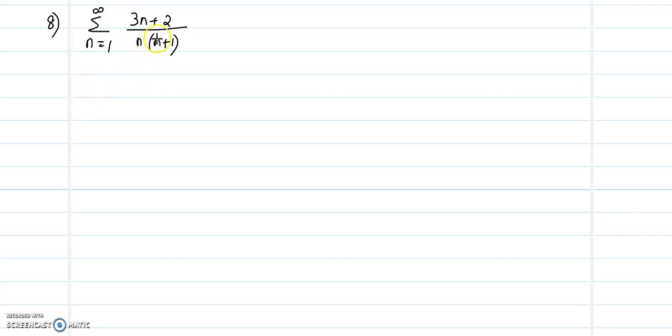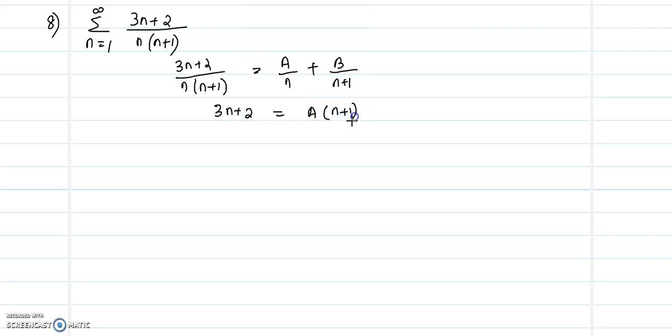Question number 8, we need to check the convergence of the series summation (3n+2)/(n(n+1)). Now this can be written as (3n+2)/(n(n+1)). So this can be put in the form a/n + b/(n+1) by partial fractions. So equating the numerators, we will get 3n+2 = a(n+1) + bn.